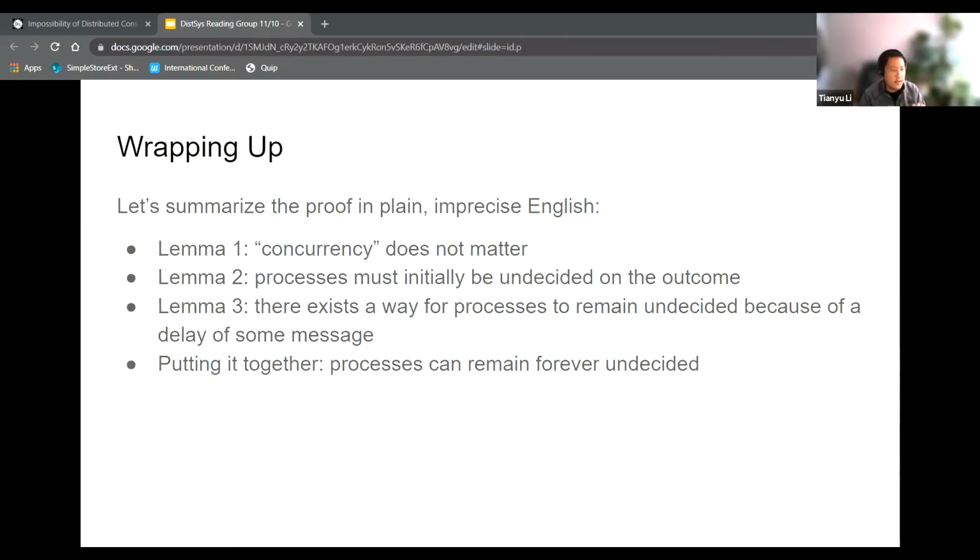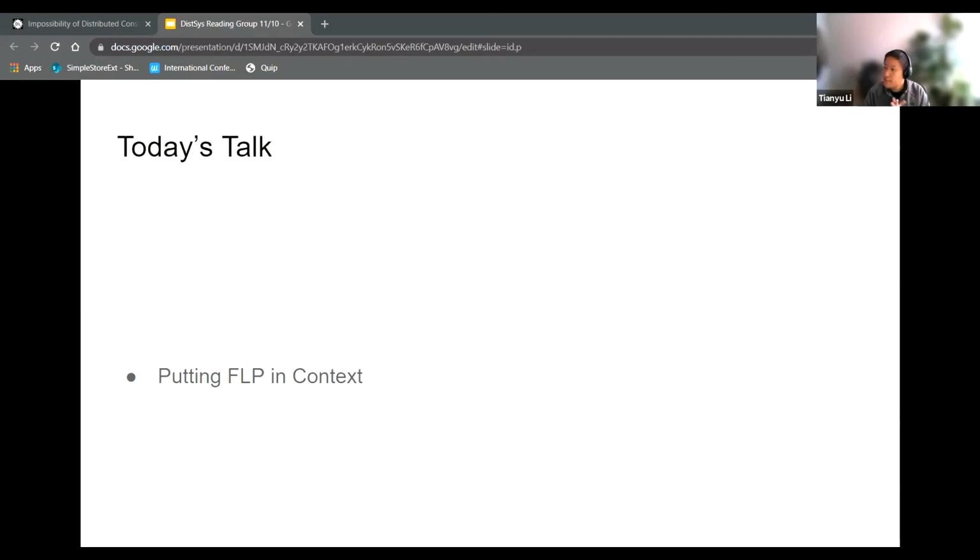Okay, so let's summarize it in plain English. Basically, no math involved in any of this reasoning. Lemma 1 says that concurrency does not matter in this setup. Lemma 2 says processes must initially be undecided on the outcome. Lemma 3 says there exists a way for processes to remain undecided because of a delay of some message, right? And putting it together, what this says is processes can remain forever undecided. And that is the result.